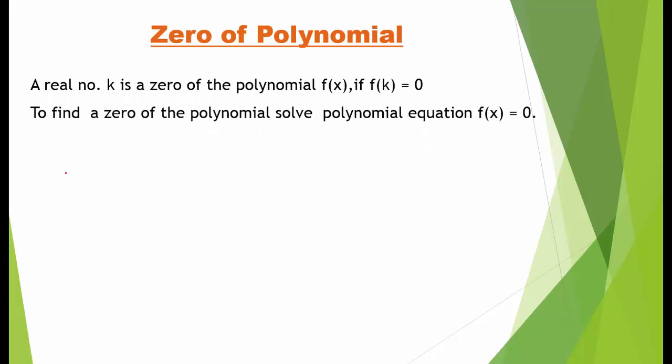Now, what is the meaning of zero of a polynomial? In the previous slide, we discussed the value of a polynomial. If any polynomial has value 0, then the value of x at which the polynomial gives value 0 is known as a zero of the polynomial. A real number k is a zero of the polynomial if f of k or p of k equals 0.